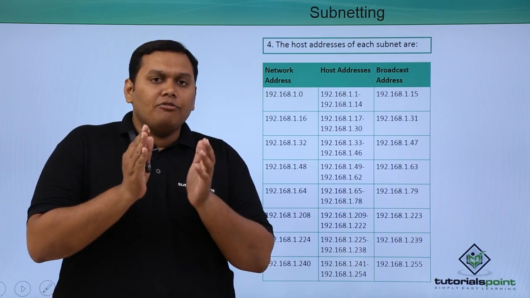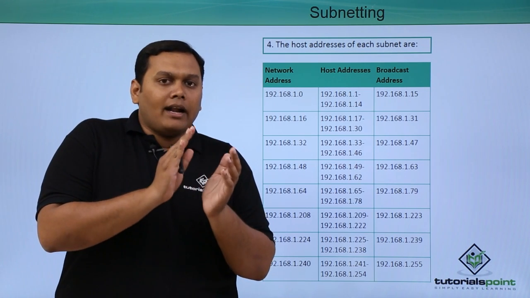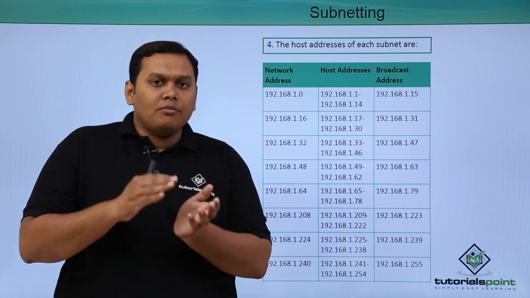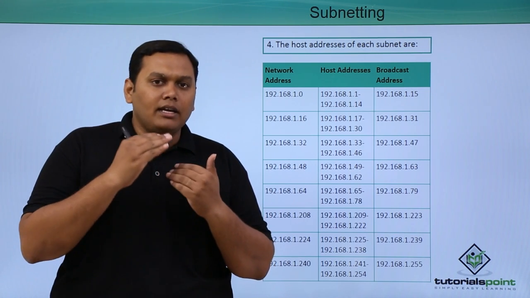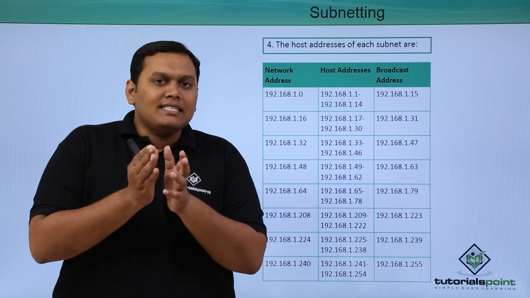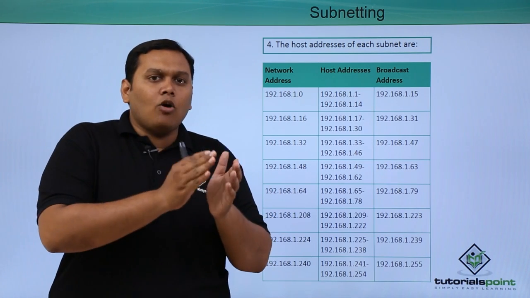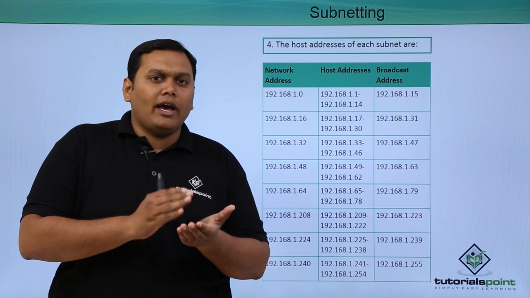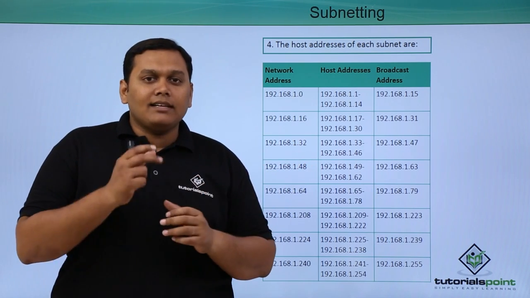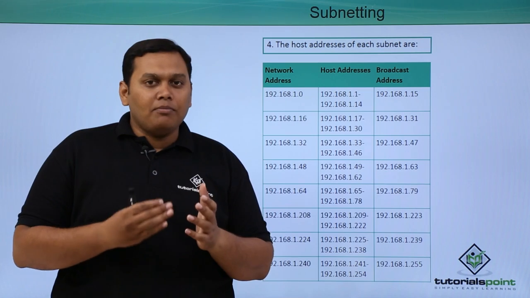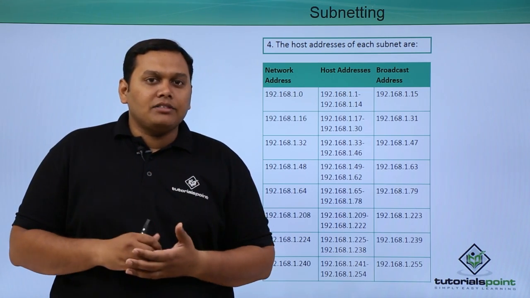In this way we can subnet all the addresses of class B similar to class C and class A also. You have to keep the requirement in mind: how many networks we have to subnet, how many hosts per network we need, what is the network address, what is the broadcast address, and what is the range of host addresses. We have to subnet all the addresses based on the class.